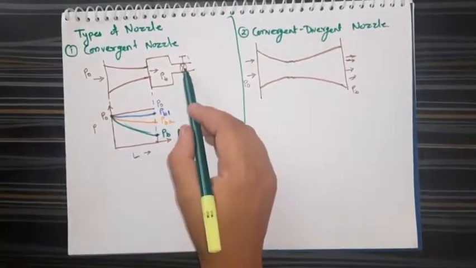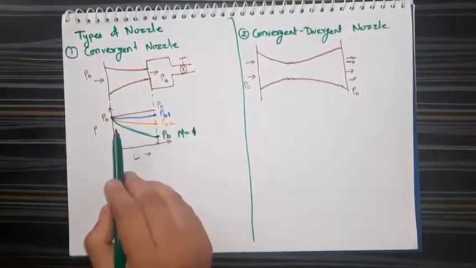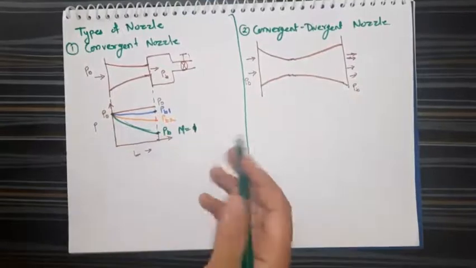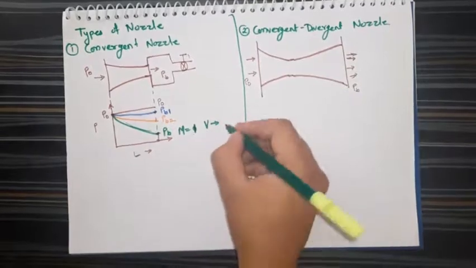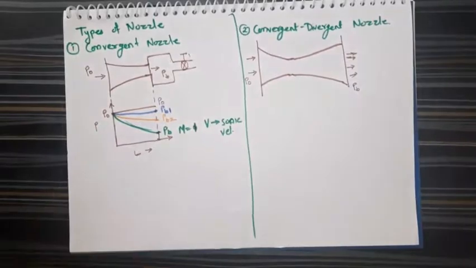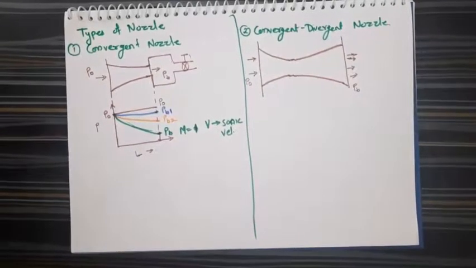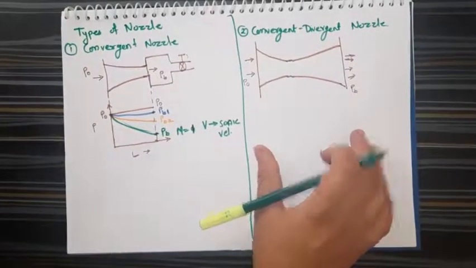Now even if we allow this valve to open further in this type of nozzle, you can't observe any further increase in the velocity. That means the maximum velocity you can obtain here is the sonic velocity. So this type of nozzle is used only where you need velocity up to sonic velocity. Whenever you want the velocity to increase beyond the sonic velocity, or we can say a Mach number more than 1, at that time a convergent divergent nozzle is used.